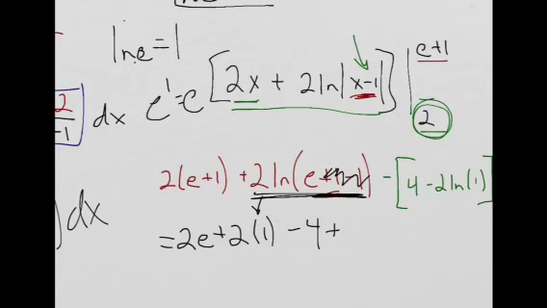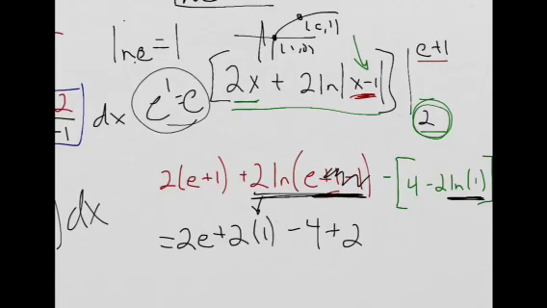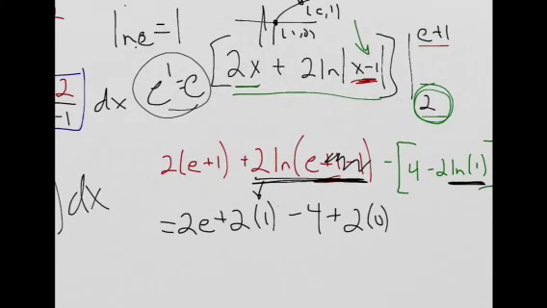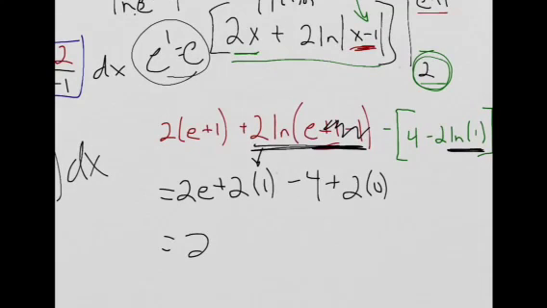Minus 4 plus 2, I know that ln of 1 gives me 0. I know that the graph of ln goes like this through the point 1 comma 0. I also know the point e comma 1 is here, and that's this point. Anyway, so plus 2 times 0. So I've got 2e, this is 2, this is minus 4. So I get, wait a second, I'm missing something.